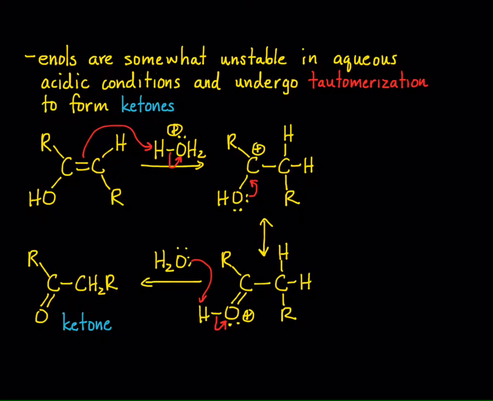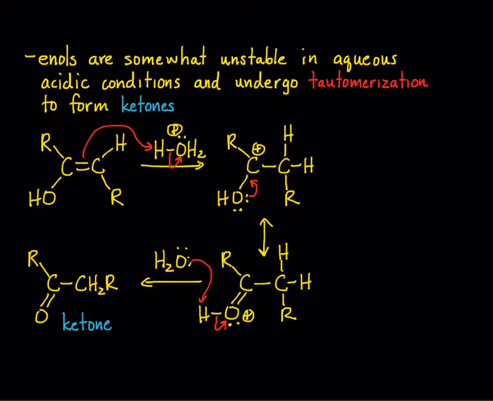They are in equilibrium with one another in acidic conditions or in basic conditions. And we're going to see that play out later on. But in acidic conditions, they are in equilibrium with one another. The ketone is favored in that equilibrium because a carbon-oxygen double bond is more thermodynamically stable than a carbon-carbon double bond. So the carbon-carbon double bond is more reactive, and it will react to form that ketone.